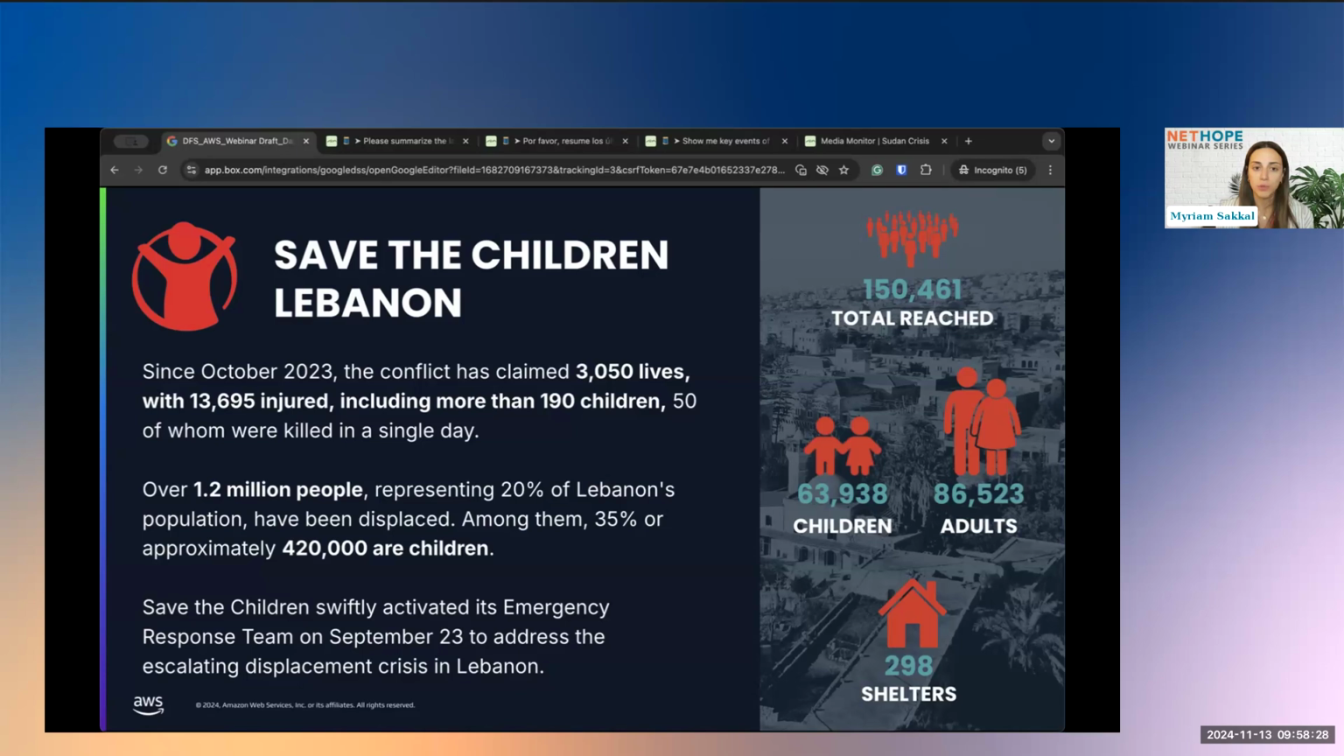And starting September 2024, we saw an escalation in the war, which led to the displacement of over 1.2 million people, which represents 20% of Lebanon's population. Among them, we have 35%, or 420,000, who are children.